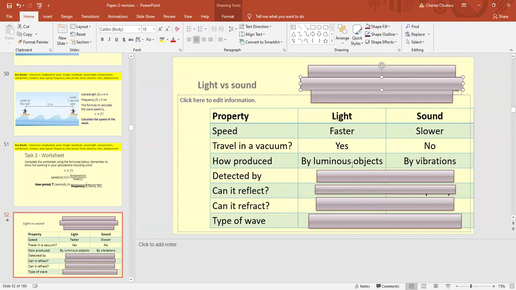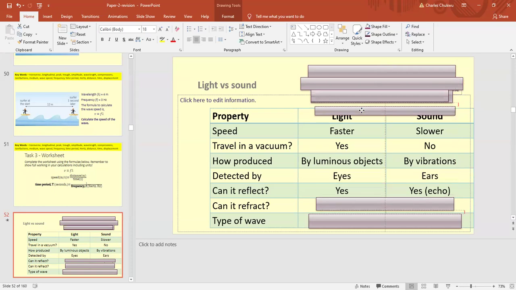By luminous objects. That's objects that are sources of their own light, objects that give out light, like the sun, like the moon. Now the moon is really not a luminous object per se, in the sense that it depends on the sun. So yes, it's still luminous in a way, but it depends mostly on the sun. So how is sound produced? By vibrations. We said that severally today. Light is detected by the eyes, sound is detected by the ears.